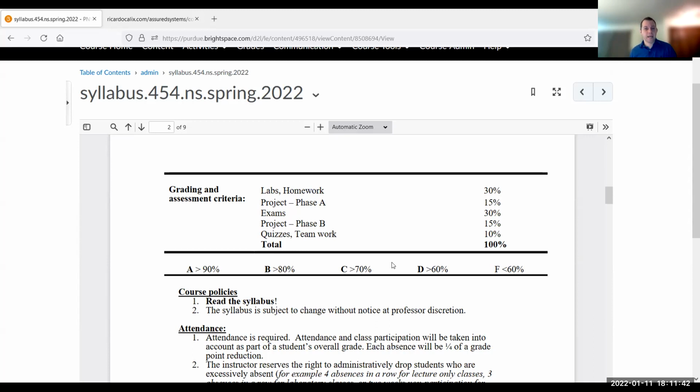The course has labs and homework, which are 30% of your grade. Exams are 30% of your grade. There will probably be 3 exams, each one worth 10% of your grade. Usually I do practical exams on this one, although with the pandemic, that's a little bit difficult currently, but we'll see how we adapt. There's a project. Each project, as you can see, is worth 15%. So the total project is worth 30%.